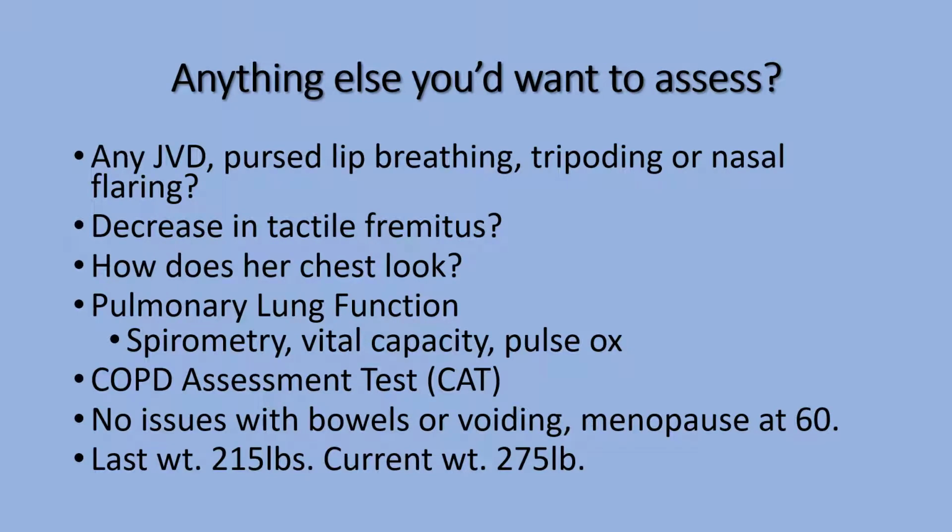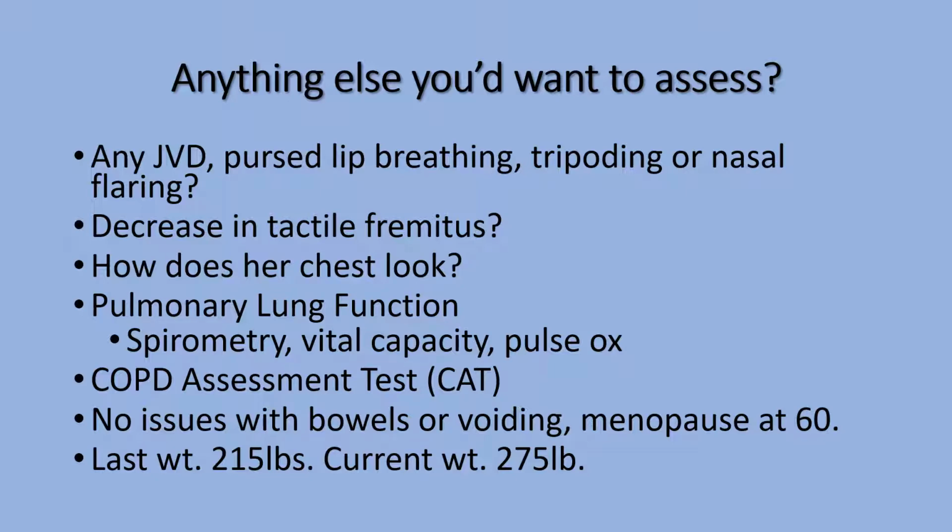With Karen having some respiratory issues, I think we'd want to check if she's got any JVD or pursed lip breathing, if she's tripoding or having any nasal flaring, any kind of additional accessory breathing going on, any kind of decrease in tactile fremitus. Also, is she barrel chested or not? Or is there anything going on with her chest? How about pulmonary lung functions, like spirometry, vital capacity, pulse ox?